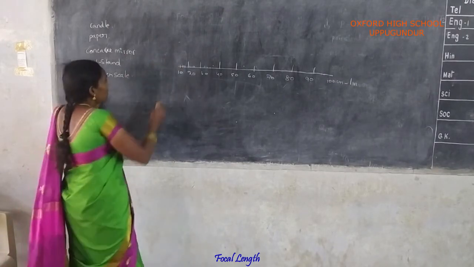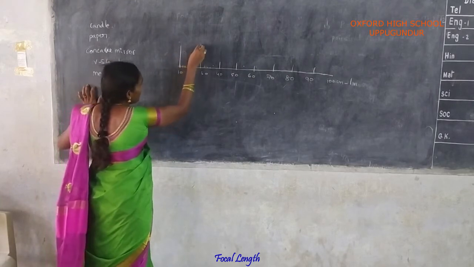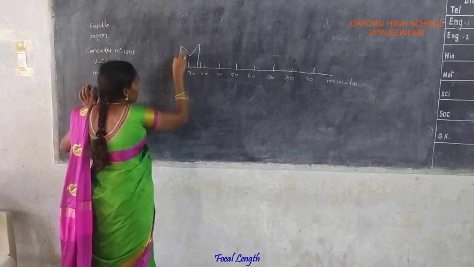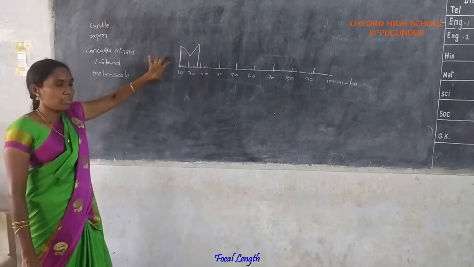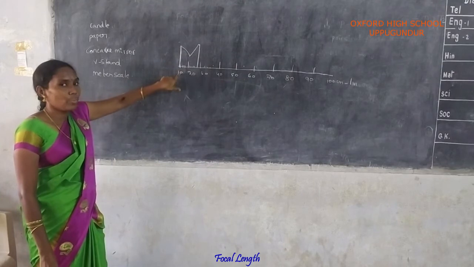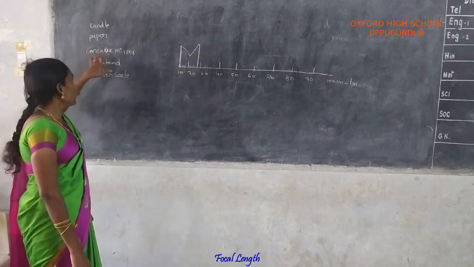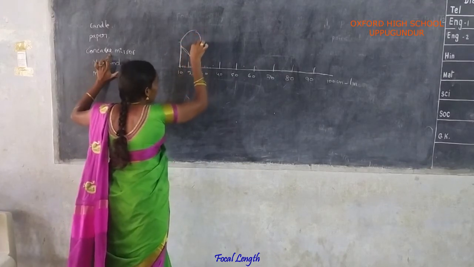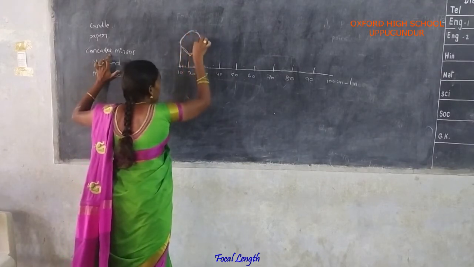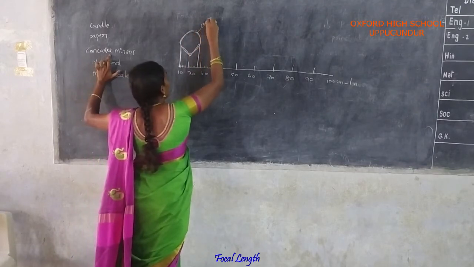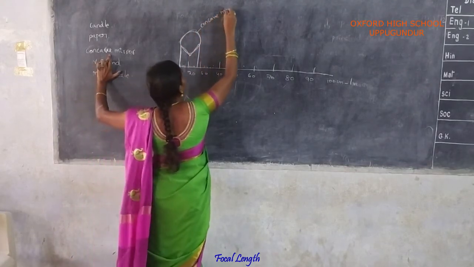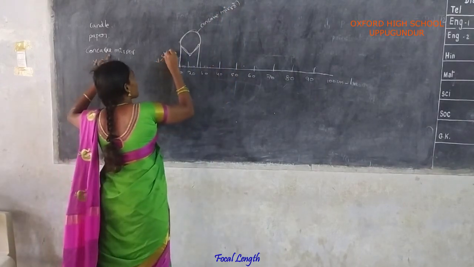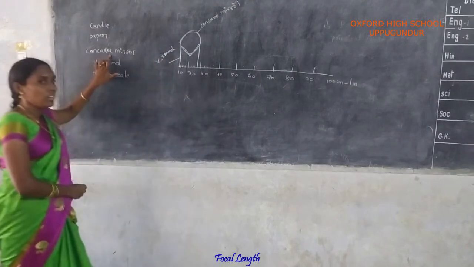And next, take the V stand. The V stand is placed on one side of the meter scale. V stand means a V-shaped stand. And next, take the concave mirror. That concave mirror is kept on the V stand. This is the concave mirror, and this is the V stand.